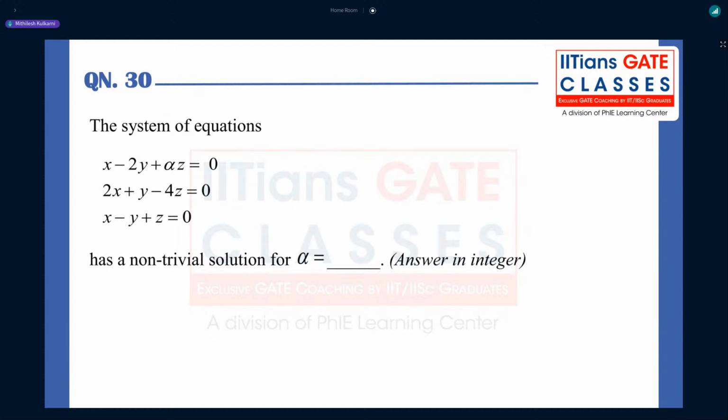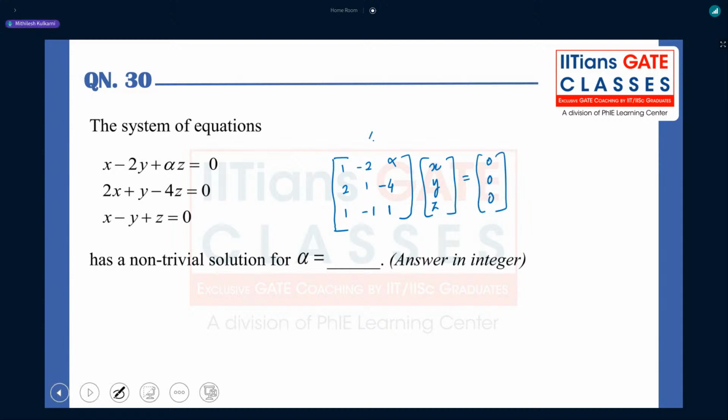So we can write the system of equations in the form of a matrix like this: 1, minus 2, alpha, 2, 1, minus 4, 1, minus 1, 1, times x, y and z equal to 0, 0, 0, right? So this is our matrix A, which is the coefficient matrix. And if we take the determinant of this coefficient matrix, for a non-trivial solution, it has to be 0.